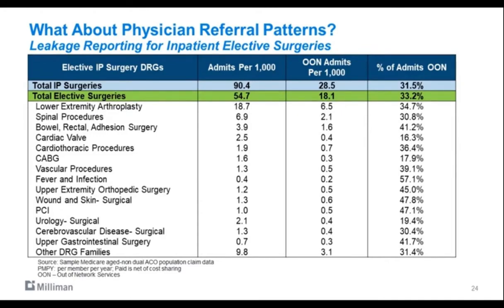This is one in particular. This is a leakage report on inpatient elective surgeries. And I highlight this because it's elective, so people actually have an opportunity to convince patients to use surgeons in their own network. Why would people be going out of network for elective surgeries? And this is, again, from this Medicare population. We have hip arthroplasties first, or lower extremity arthroplasties: 34.7% are being done out of network. And then spinal procedures, 30.8% are being done out of network. Why are these being done out of network?